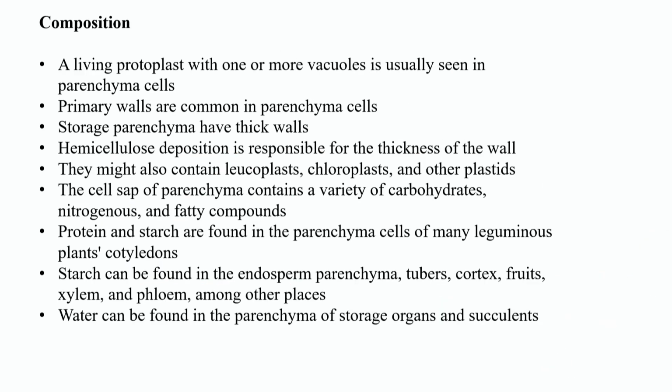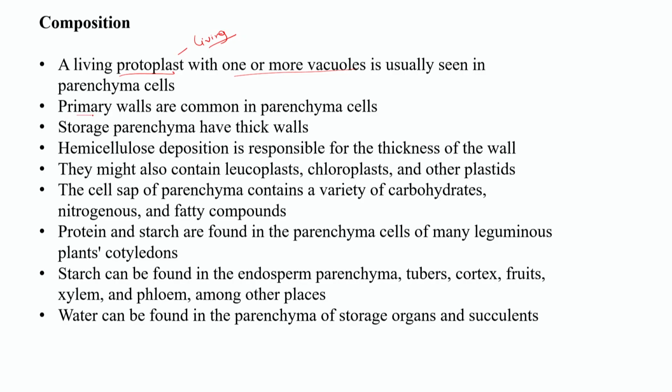Now, coming to the composition of parenchyma. Definitely, since it is a living tissue, it is made up of protoplast. You all know that protoplast is the living part of a cell, and definitely vacuoles will be there, large vacuoles, one or two. However, depending on the cell type, that can vary, but generally a big vacuole is there in a parenchyma cell.